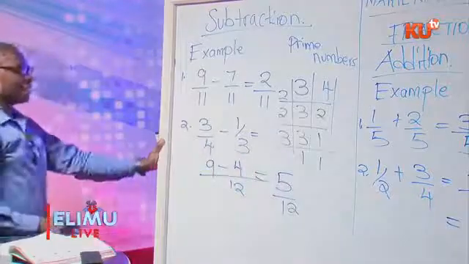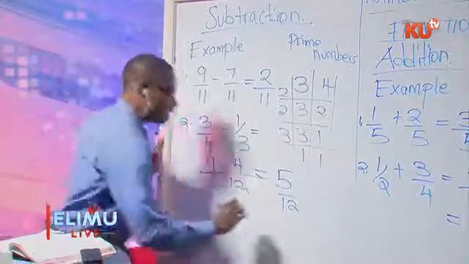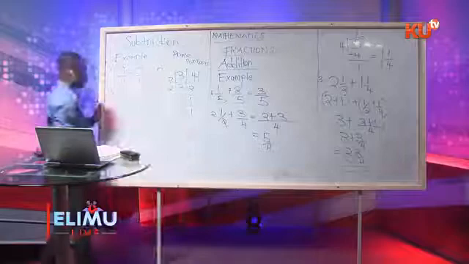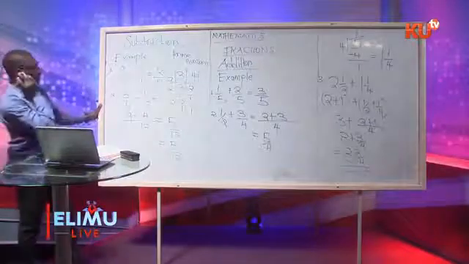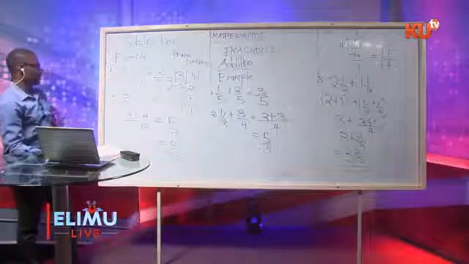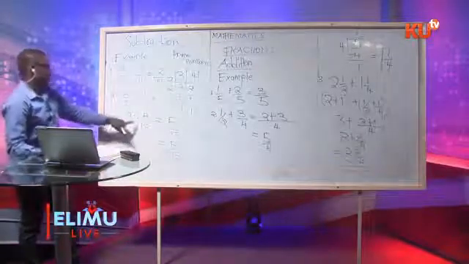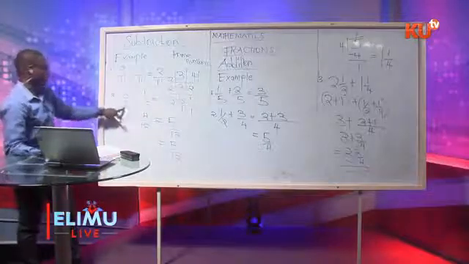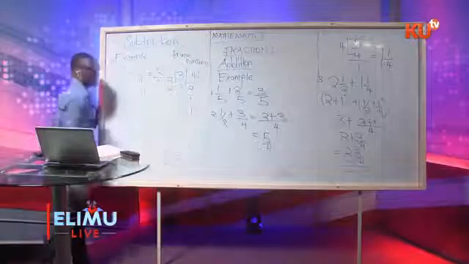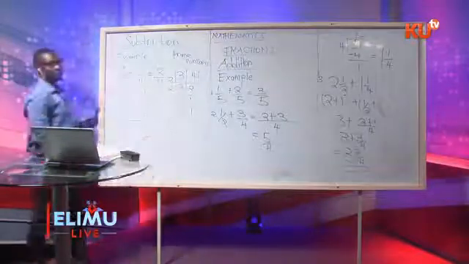Therefore, your answer in this case, 3 1/4 minus 1 1/3, is 5/12. So that is your right answer. Remember, when the denominators are different, you get the LCM. Then you divide the LCM by each of the denominators and multiply by the numerator. Then you solve and get your answer. So in this case, our answer is 5/12.